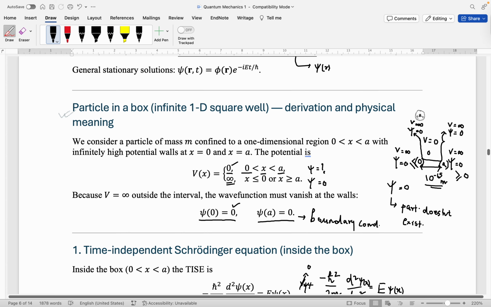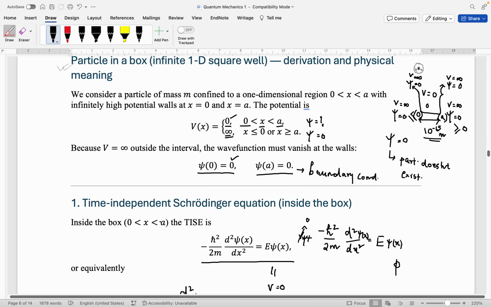At x is equal to 0 the particle does not exist, psi is 0. At x is equal to a also it is 0, so the particle does not exist. So this is actually called the boundary condition. Psi at x is equal to 0 is 0, and psi at x is equal to a is equal to 0. Now this is the entire problem that we have, and based on this we can find out its energy.